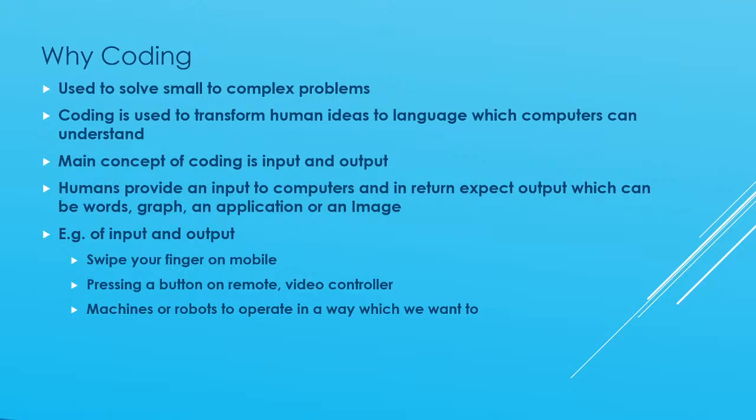Examples of input and output: you might have seen that a lot of mobiles now work with swipe. With just a swipe, you can control functions or things on your mobile. By the click of a touch, you can close or open an application. So what is the input here? The input is your touch, and the output is the function that the mobile does in the backend.